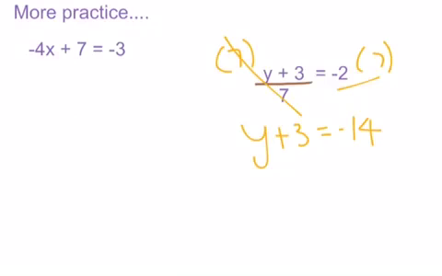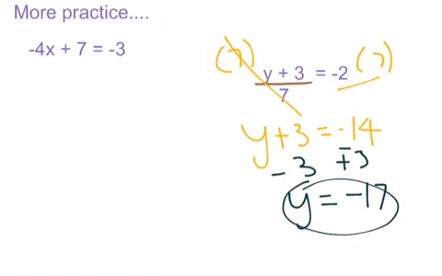Now it's just a simple one-step addition equation, so let's apply the subtraction property of equality by subtracting 3 to isolate y. So y is going to equal negative 14 and negative 3. We're going to add two negatives and get negative 17. And that's all she wrote for this one, so that's your answer there.